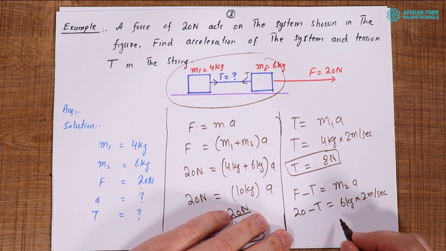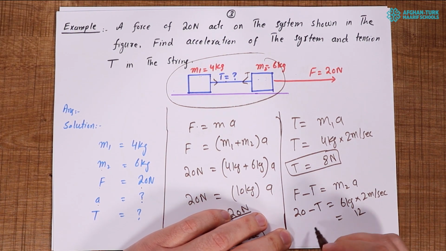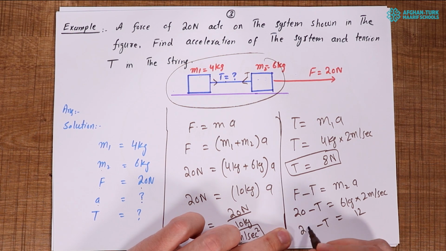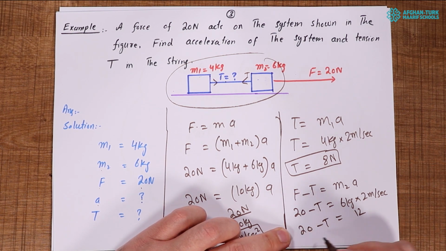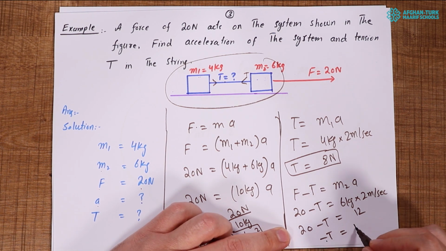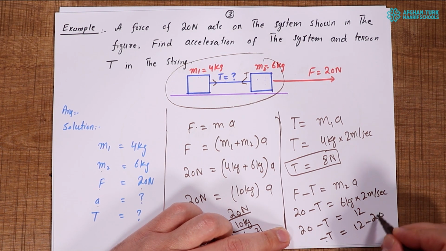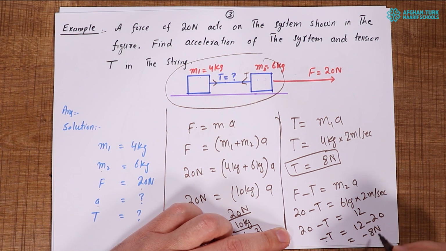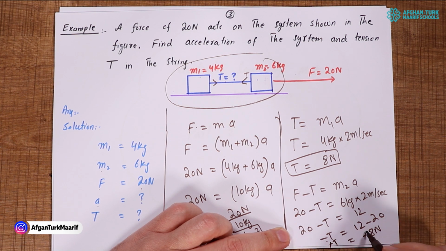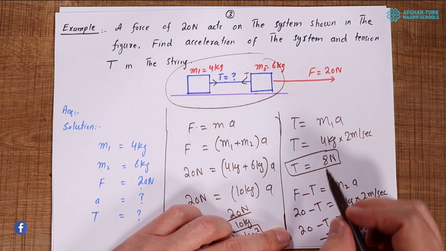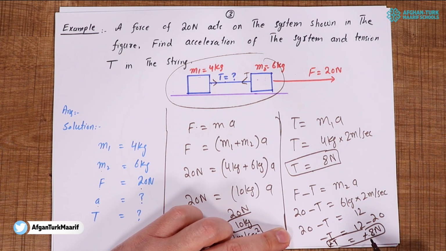So now let's see here. This is equal to 12 minus T, and this is 20. If we move the value 20 to the other side, the minus T remains, and here 12 minus 20 is equal to minus 8 Newton, and here is minus T. Minus will be cancelled with minus. So this is also 8 Newton, and this side also 8 Newton.